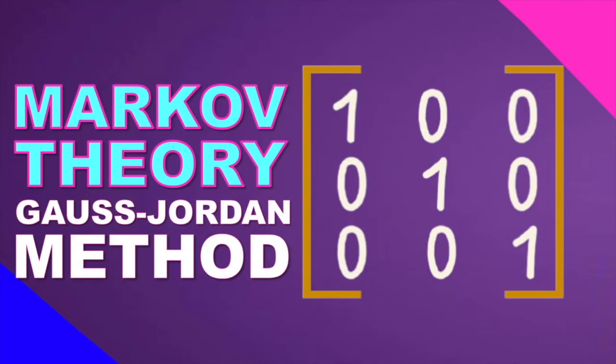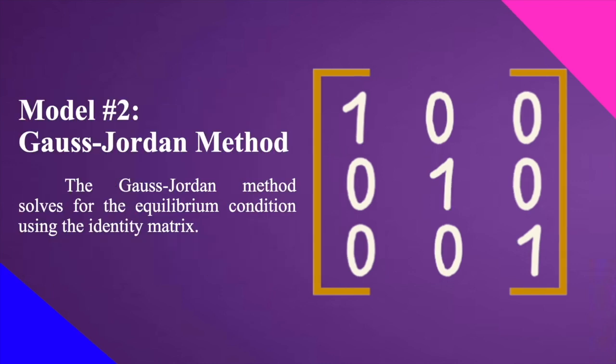Yes, good day everyone. Welcome to our next topic regarding the Markov theory, Gauss-Jordan method. Actually, this is the second model under our topic Markov theory. We are done with the first one, that is the equilibrium conditions model. For this presentation, we will talk all about the Gauss-Jordan method. Now, what is this Gauss-Jordan method? The Gauss-Jordan method solves for the equilibrium condition using the identity matrix.